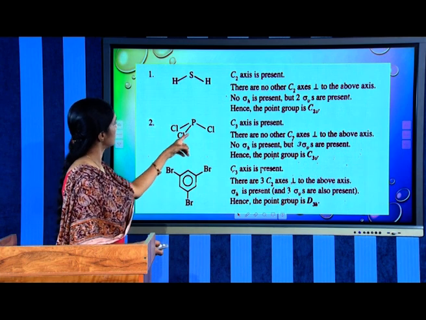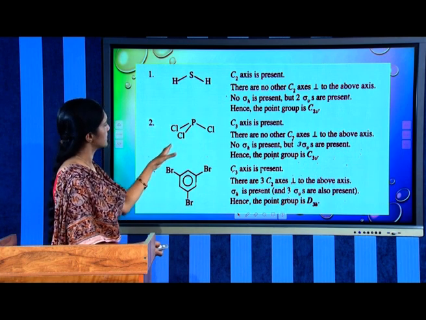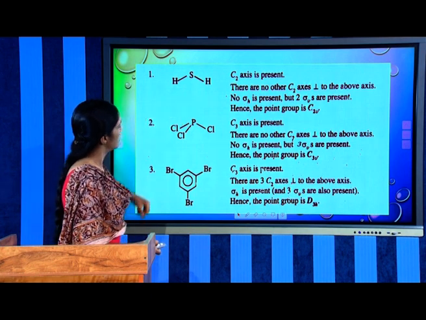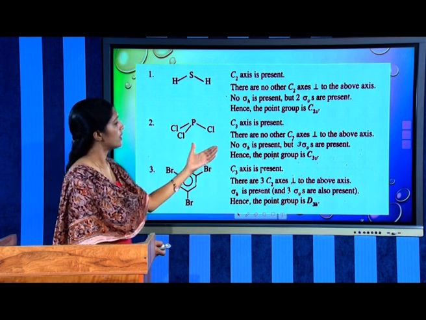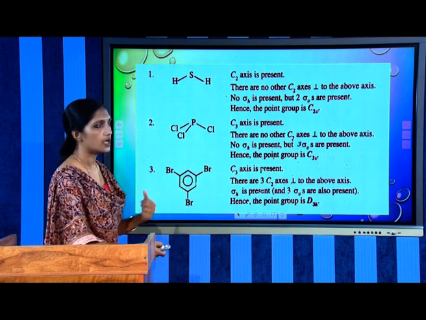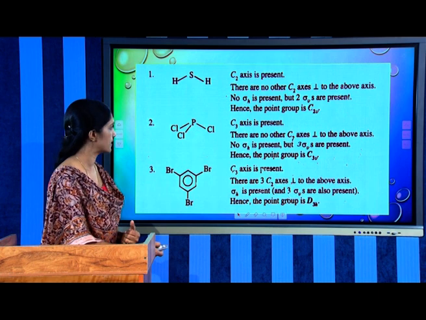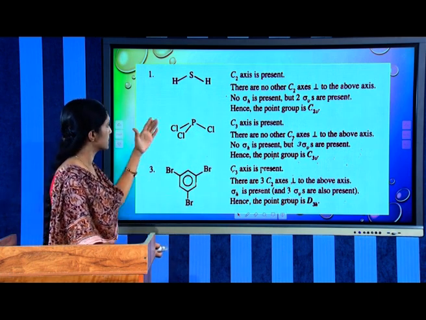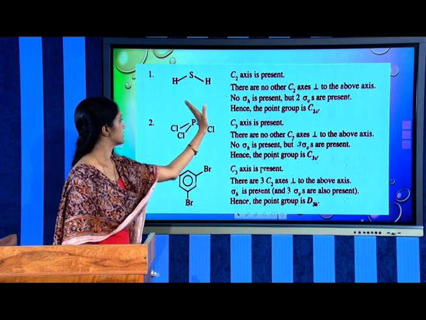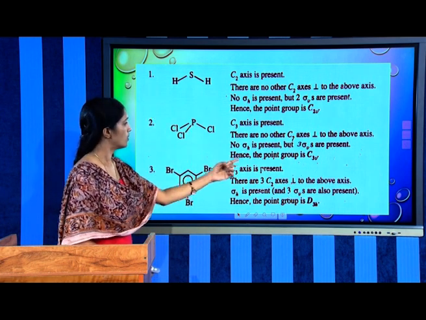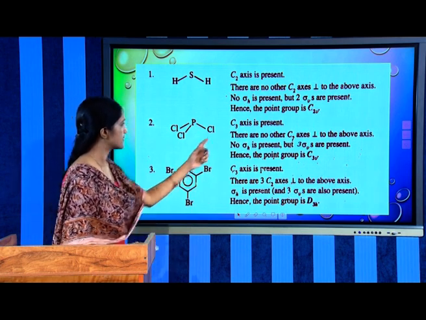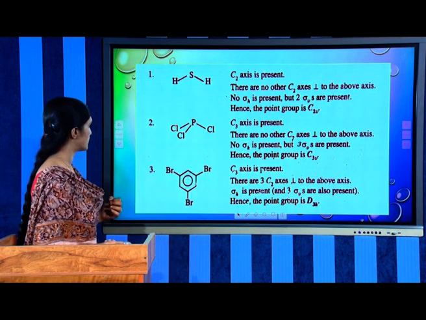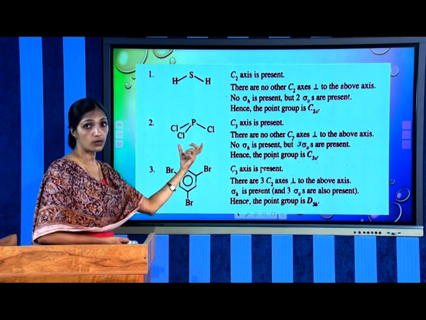Now, the second one is PCl3. PCl3 contains C3 as an axis, the axis passing through the phosphorus atom. There is no other C2 axis perpendicular to the C3 axis. And also there is no sigma H present, but there are 3 sigma V's, one is like this, one is like this and one is like this. So, the group having a C3 axis and sigma V, so it is what? C3V point group. It is a molecule like ammonia.